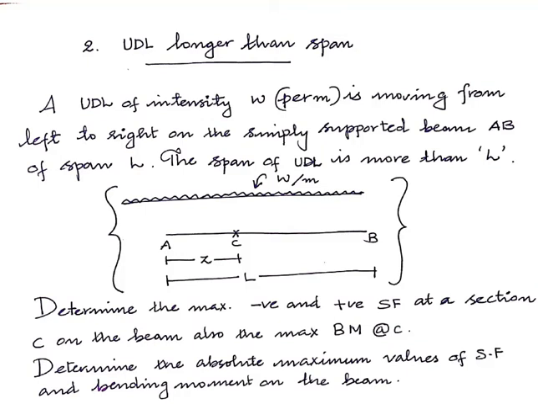So similar is the case we are considering here. A UDL longer than the span. A UDL of intensity W per meter is moving from left to right on a simply supported beam AB of span L. You can see the beam AB, it is having a span L, and you can see the UDL which is moving from left to right on the beam. It is having a length more than L.